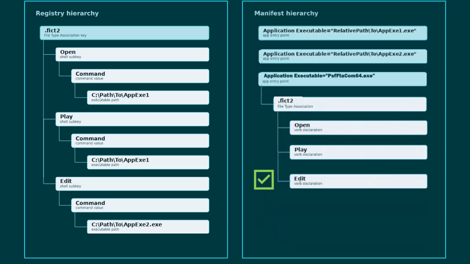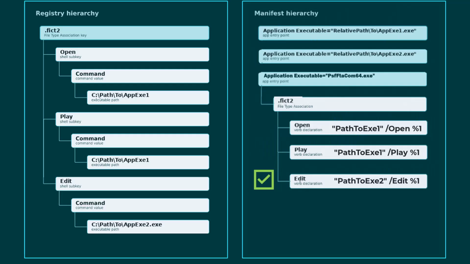So we'll end up adding a component of the Package Support Framework, or PSF for short, that was built specifically to solve this problem. In essence, we add a helper executable named PSF FTA Com to the package and give it its own application entry in the AppX manifest. We also mark that application entry so that it'll not add itself to the Start menu. We then consolidate all of the FTA extensions under this helper app and encode the path to each target executable into the parameters of the verb.